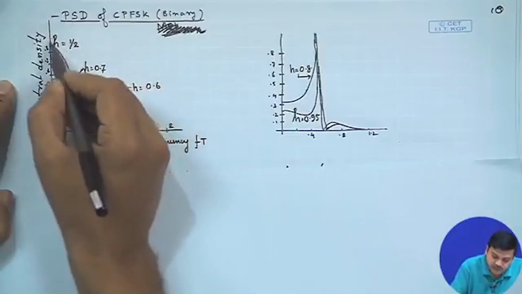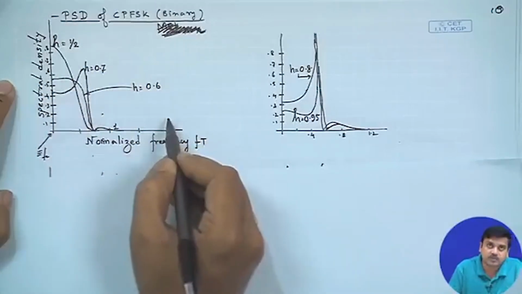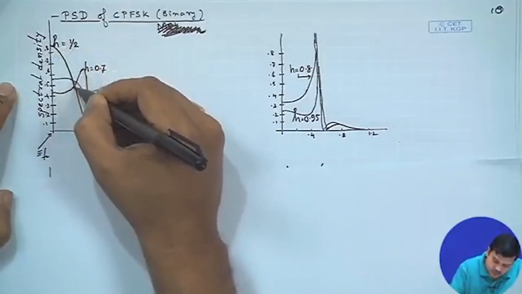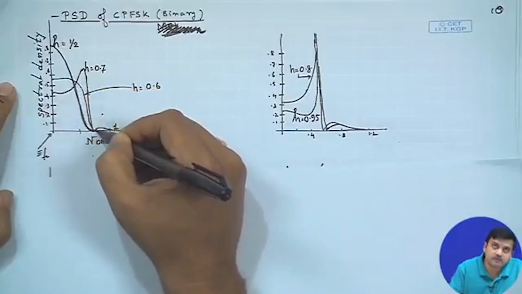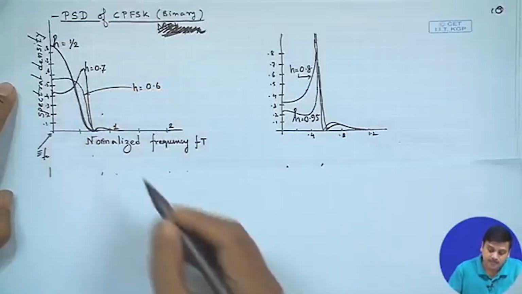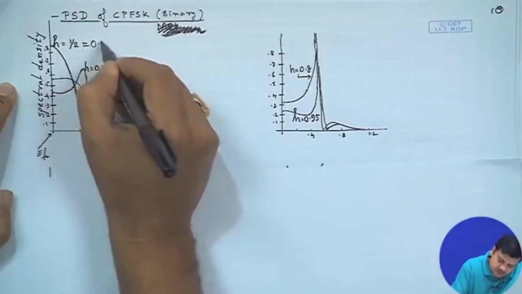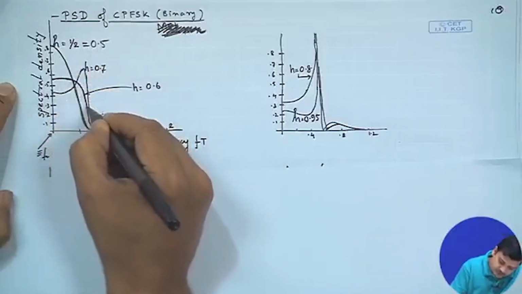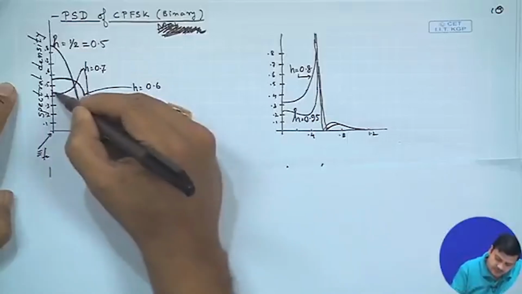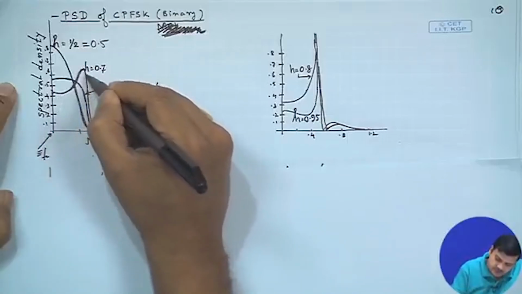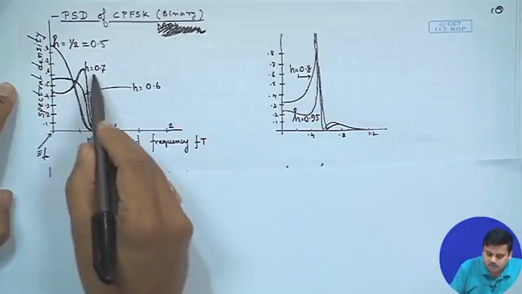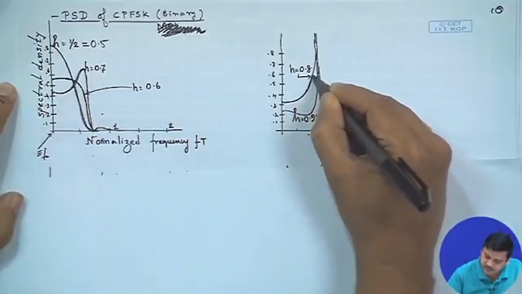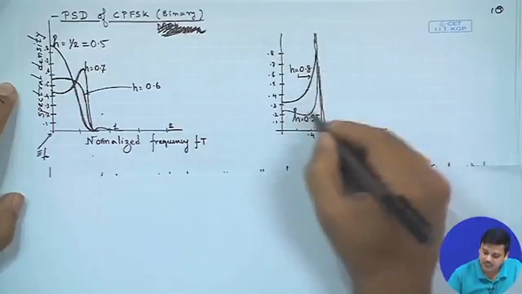So, if we take different values of H, what is the power spectral density that we get? What we see is that if you choose H equal to half, that means 0.5, your power spectral density curve would look like this. If you take it as 0.6, it would become like this. If you take it at 0.7, it would turn out to be like this. As you increase H from 0.7 to 0.8, it becomes peaky.